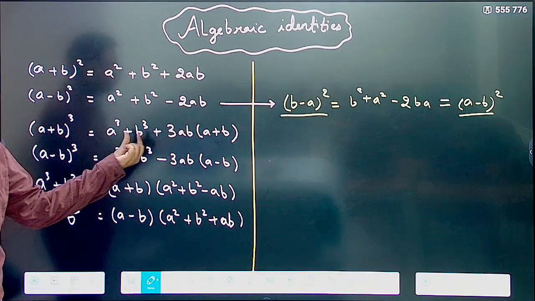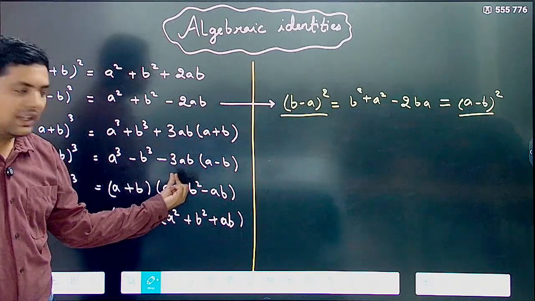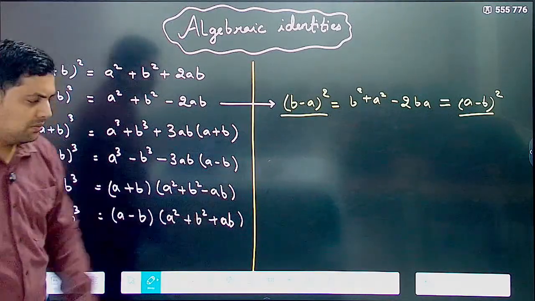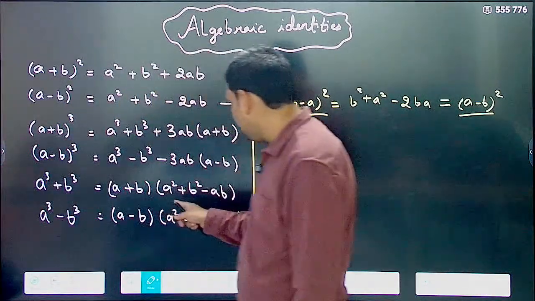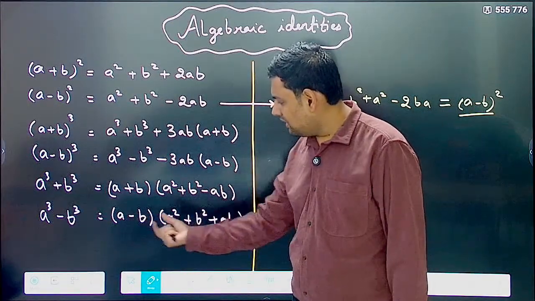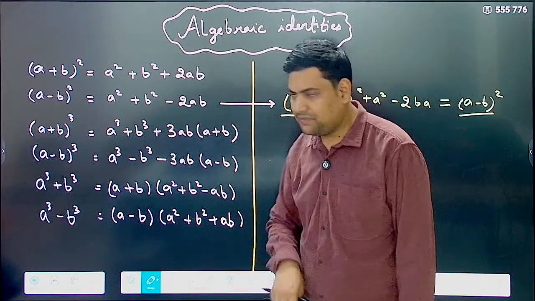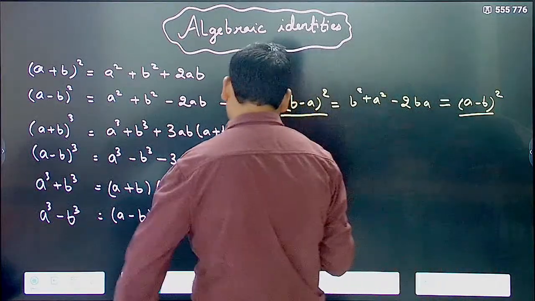So I replace it here, minus b cube. I replace minus b here, it becomes minus 3ab, minus b here, a minus b. Then a cube plus b cube comes out to be a plus b into a square plus b square minus ab, and similarly again I am replacing it with minus b and I get this. Now, one more very famous one is this.